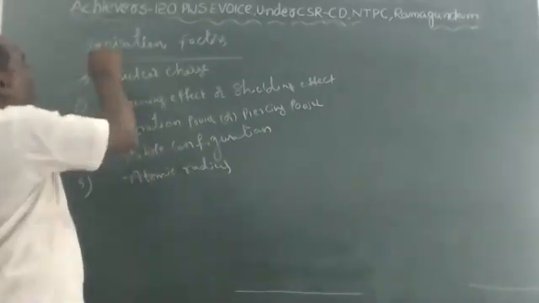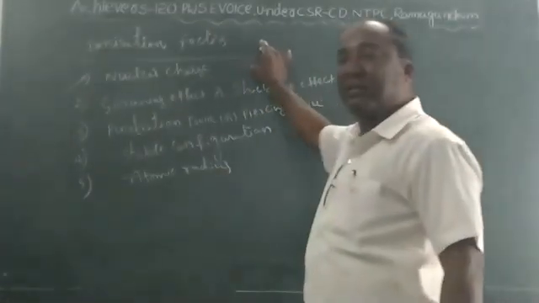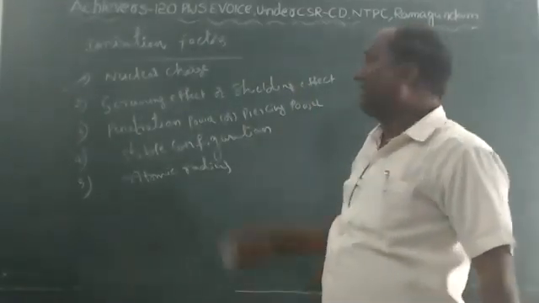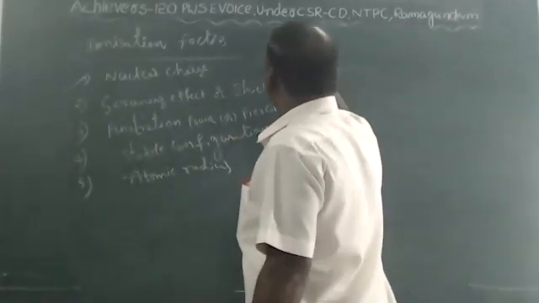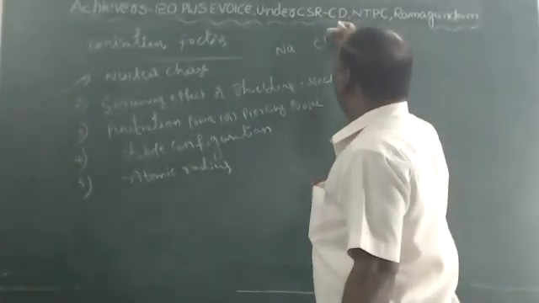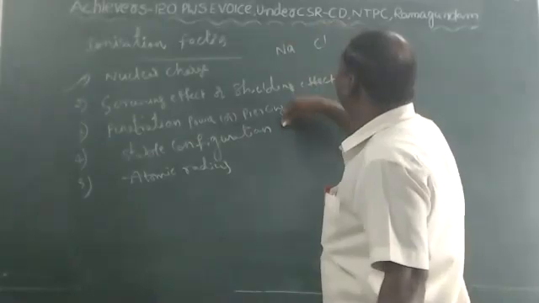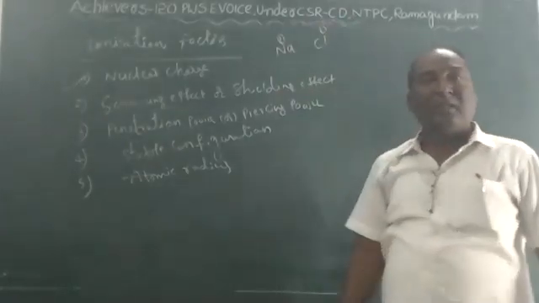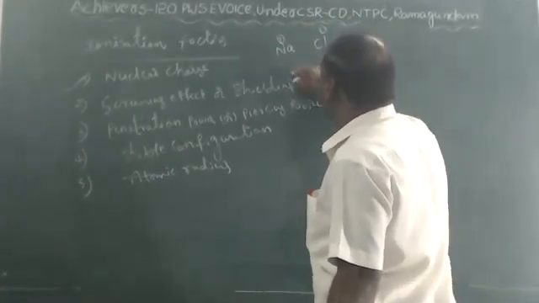So the first one is nuclear charge. As the nuclear charge increases, ionization energy also increases, children. Example: sodium and chlorine. Chlorine has more nuclear charge, so chlorine pulls the electron from sodium. Sodium requires one electron to be removed and chlorine requires one electron, children. So chlorine pulls the electron from sodium, and sodium is also ready to contribute this electron.